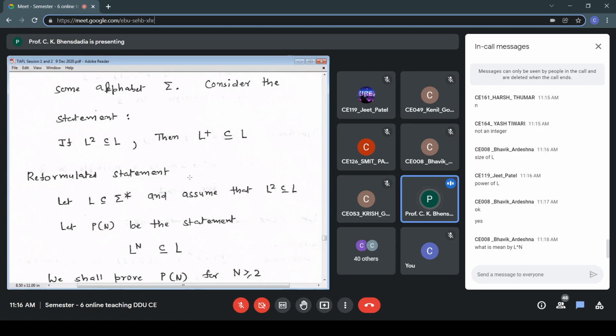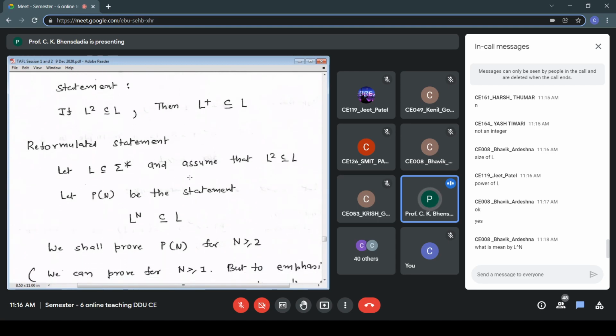However, just to illustrate that the starting value could be other than 0 or 1, we say we are proving for n greater than or equal to 2. Because for n equal to 1, L is a subset of L, and nothing is required to be proved. The starting value could be anything. To emphasize this fact, we take the liberty to say n greater than or equal to 2. As per the actual statement, it should have been n greater than or equal to 1, but then we are not losing any case. You can safely say n greater than or equal to 1, no problem.